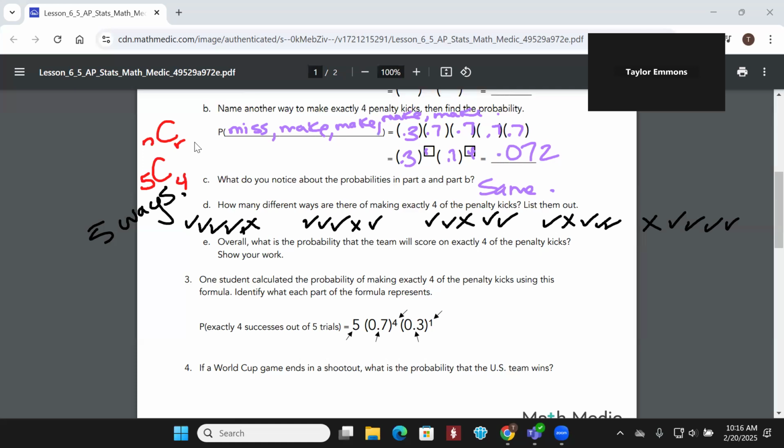Overall, what is the probability that the team will score on exactly 4 of the penalty kicks? So this will be 0.072 plus 0.072 plus 0.072 plus 0.072 plus 0.072. Why am I adding all of those up? Well, those are all of our different ways. Those check marks are all of our different ways that we can make 4 penalty kicks, and they all have the same probability. So we have the opportunity to make any single one of them, which is going to be equal to 0.36.